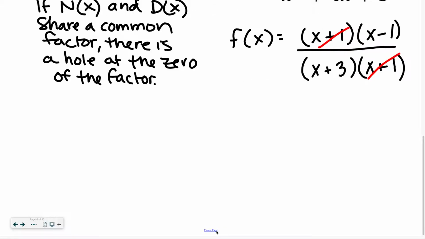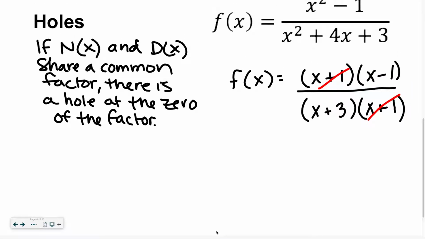Now, there will be times, like on your homework, when you factor the numerator and the denominator and nothing cancels. That just means your graph doesn't have a hole. Great, move on. Okay, but you always want to factor first. The only way you'll ever find that hole for me is if you factor. So you want to do that at the very beginning. Okay, always factor first.